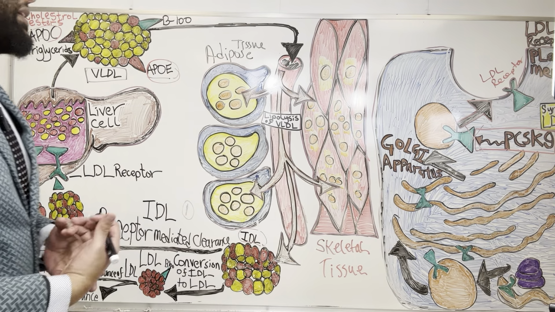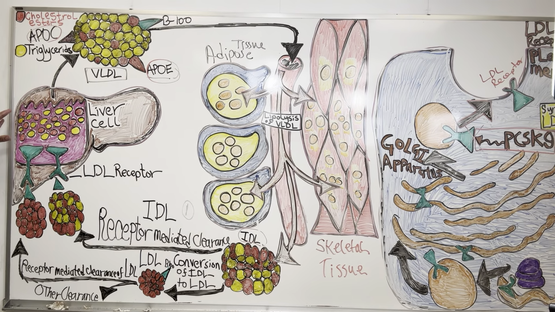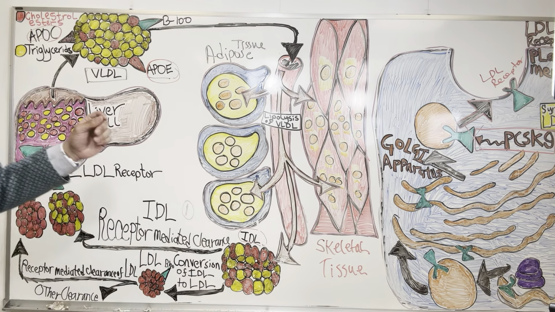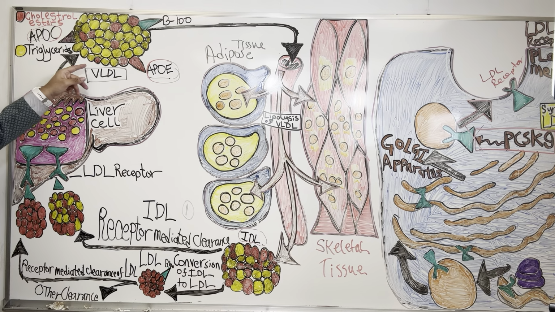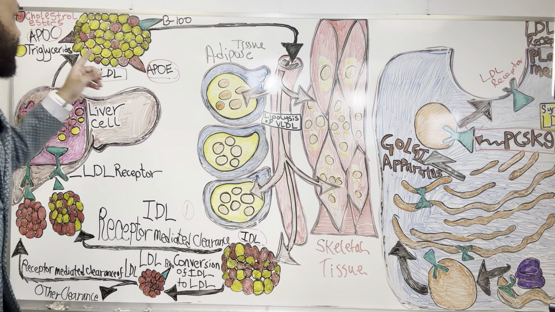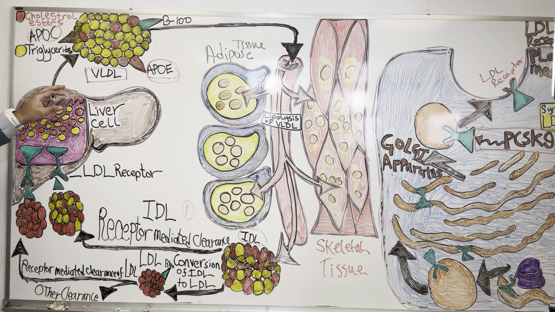So what do we see here? Here we see a liver cell. I'm pointing to a liver cell, and these are the hepatocytes. Yellow represents triglycerides. We will talk about what those are. Triglycerides are in yellow. In red, we have cholesterol esters.